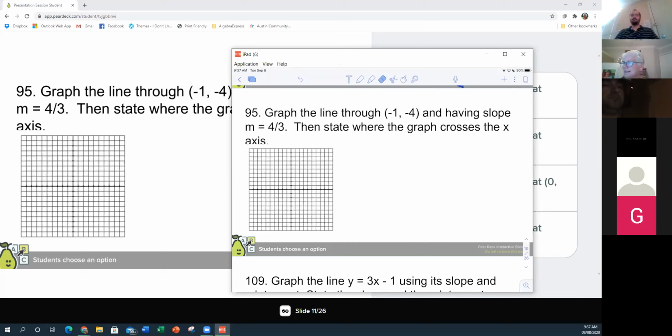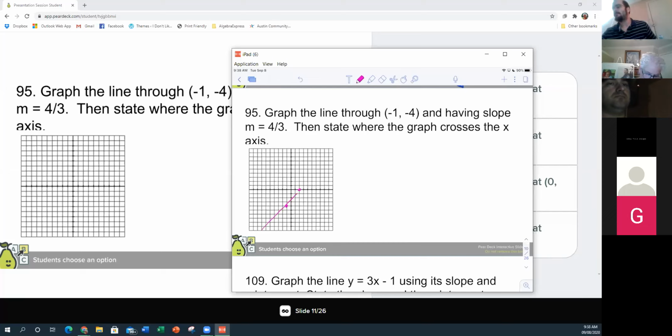So I pointed the -1, -4, and then I went up 4 and then over 3. So that put me at 2, 0. So you started at the point -1, -4, which would be right here, and then you went up 4 and over 3, which was right there.